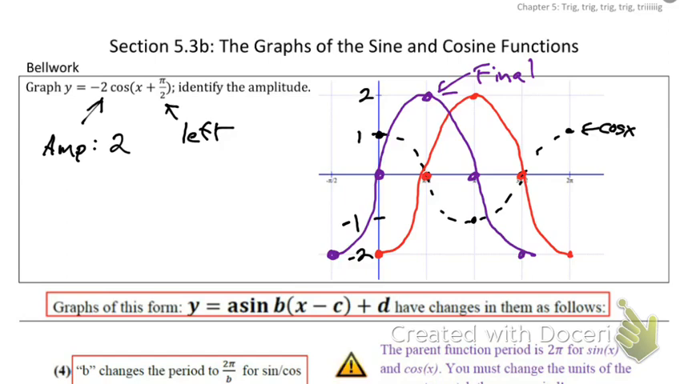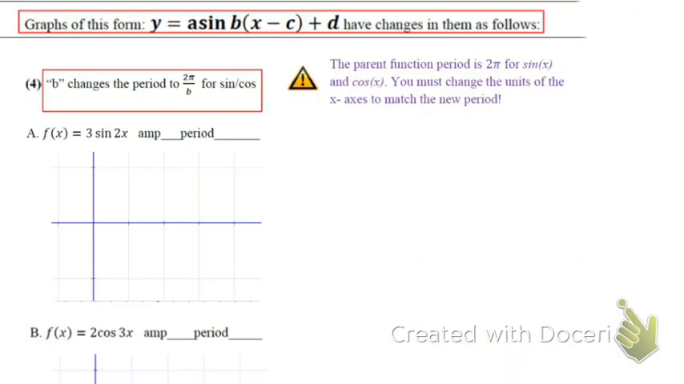Okay, then let's get into today's lesson. Yesterday we talked about what happens when we change A, change the amplitude, or it flips it. Then we talked about C, which makes it go left or right, depending. And we're going to start out with talking about B, this B value. But here's something that's really important that's going to pop up its head in a little bit.